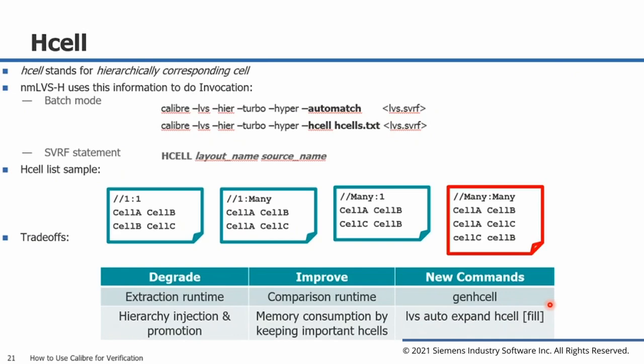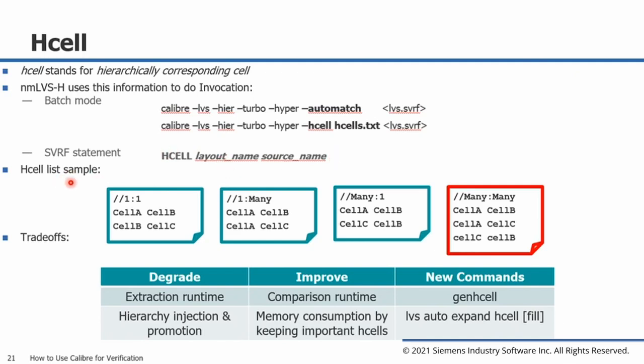Hash cell. Hash cell is an important element for LVS. How well the runtime is depends on the hash cell list. You can input the hash cell in 3 ways: auto match, custom hash cell list, or you can use the SVRF command hcell in your run set.